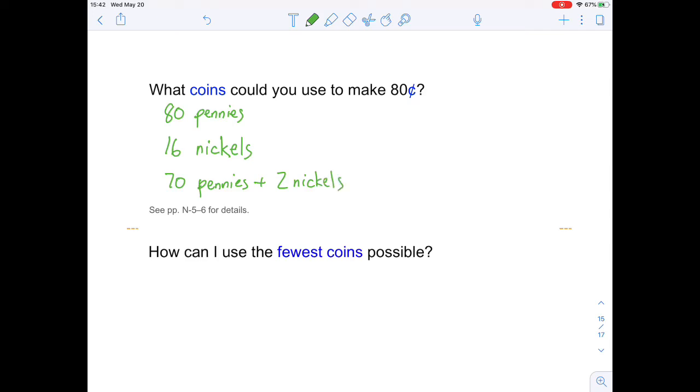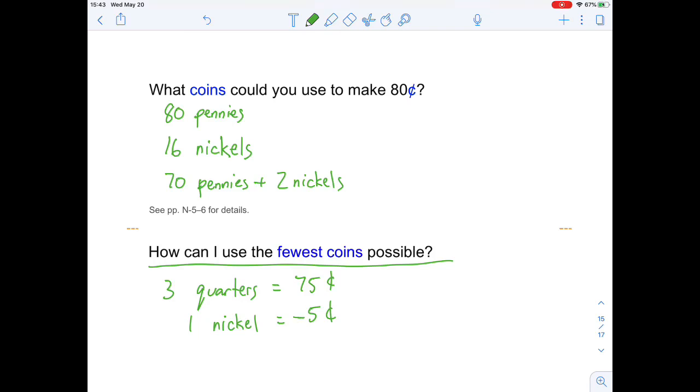So lots of different possibilities to make 80 cents, but the question asks, how can I use the fewest coins possible? Well, I can't use loonies, they're too big. So let's go down to the next smallest coin, which would be quarters. So that's 25 cents. 3 quarters makes 75 cents. 1 nickel would make 5 cents. And if I add them together, I would get my 80 cents. So here I have 4 coins to create my 80 cents. The most I could use up here is 80 coins if I use simply pennies.